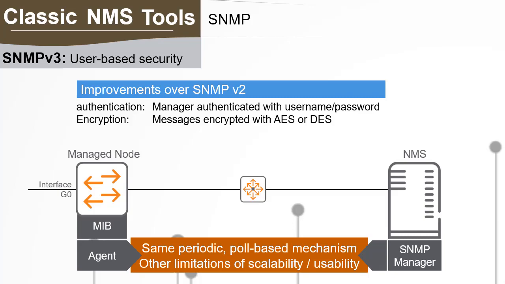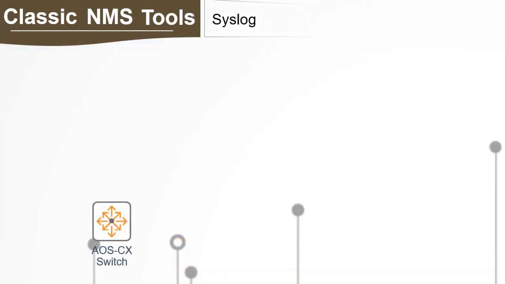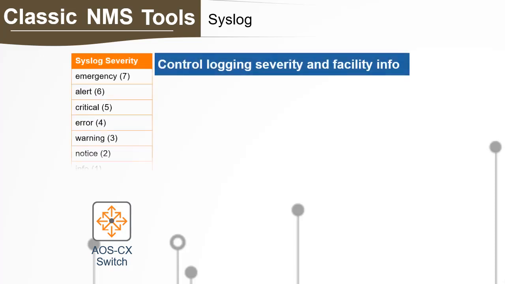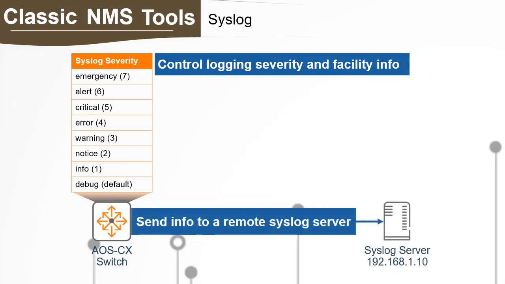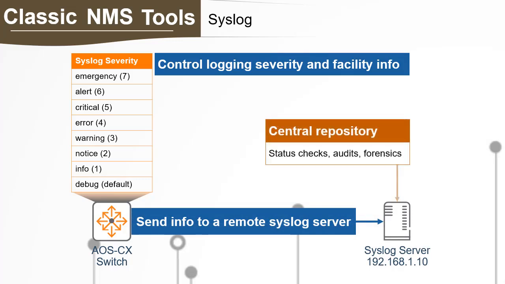We have some similar concerns with logging. Network and other device types often log status messages locally in a syslog format. You can control the severity of messages logged: emergency, alert, critical, and so on. You can also configure devices to send syslog information to a common set of syslog servers. Thus, you have a more centralized information repository to use for status checks, audits, and forensics.